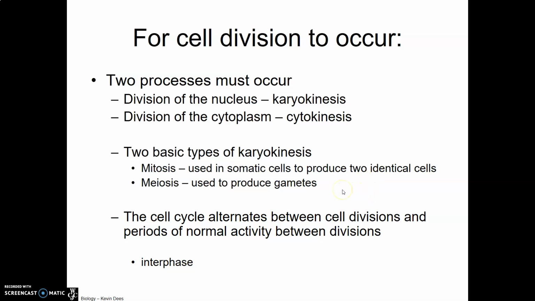And as we begin Unit 4 next, we will see that not only are these haploid cells produced haploid and have half the amount of genetic material, because of some unique things that happen during meiosis, they're also going to be genetically unique. Now, the cell cycle alternates between cell divisions and periods of normal activity between divisions for cells that are going to be able to divide. And this period between cell divisions is called interphase.